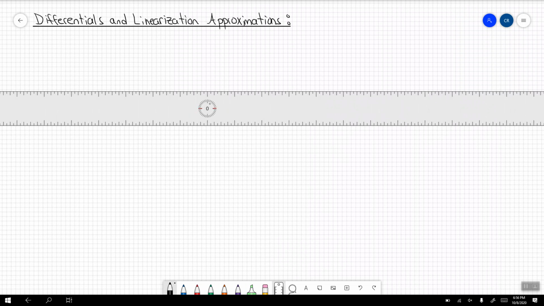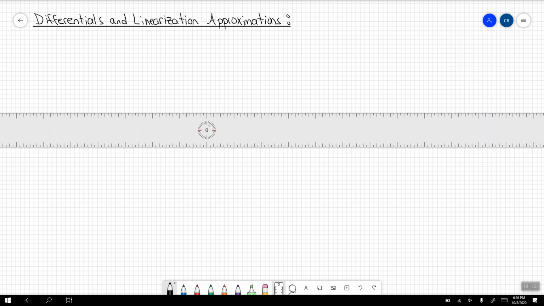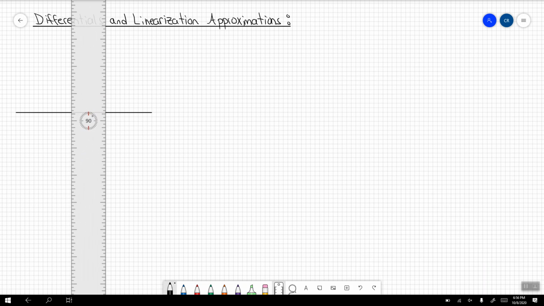Hi everyone, welcome back. Today we're going to be talking about differentials and linearization approximations. Now in this particular section, I'm going to start off with linear approximations. And these linear approximations are basically going to be a way for us to approximate a given function at a given point or near a point, so long as we're able to find its tangent line.